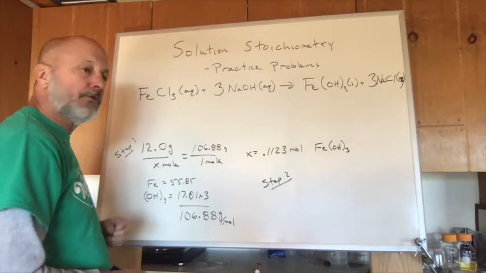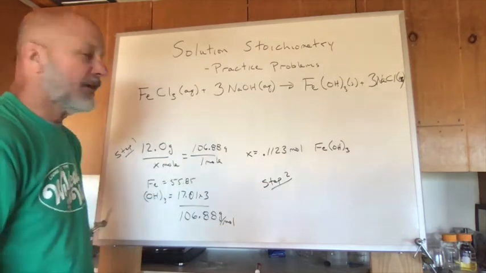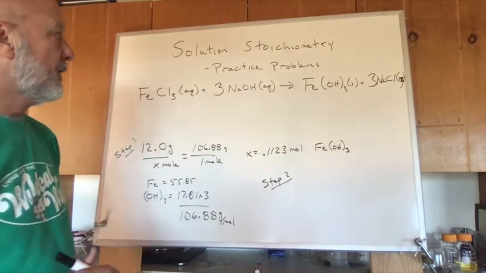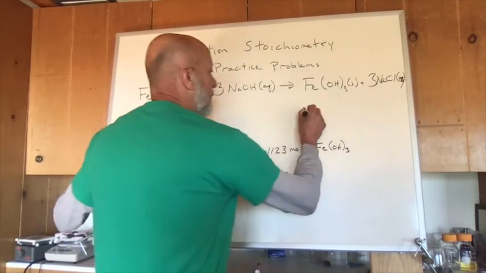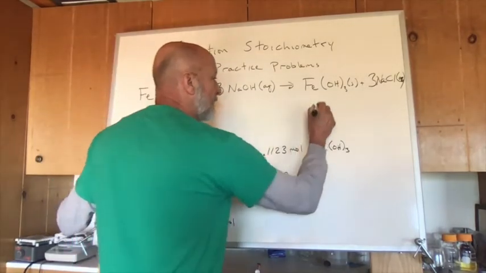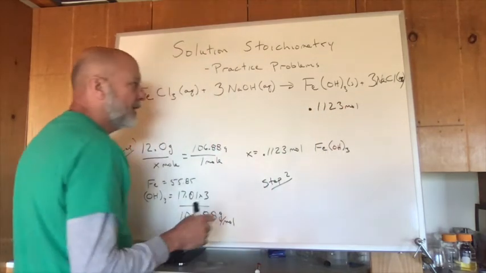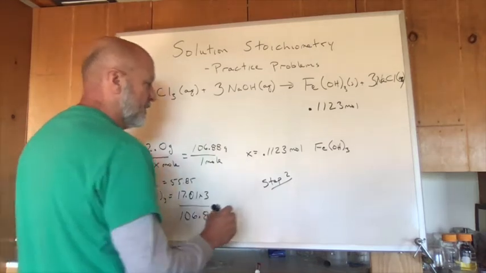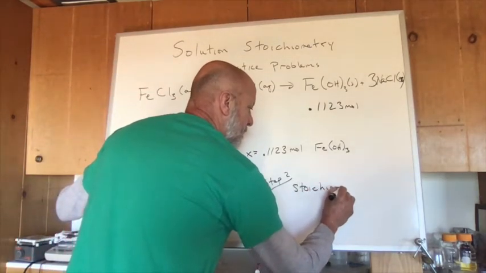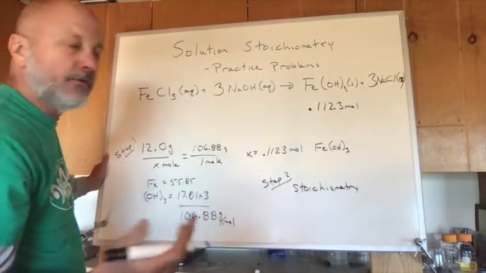So how many moles are there in 12 grams? You cross multiply, and the answer you should get is 0.1123 moles of iron 3 hydroxide. So I had written, of course, 12 grams. Now I've changed it into moles. So now I'm ready to do my stoichiometry. Step 2, stoichiometry. Step 1 was to get into moles so I could do the stoichiometry.